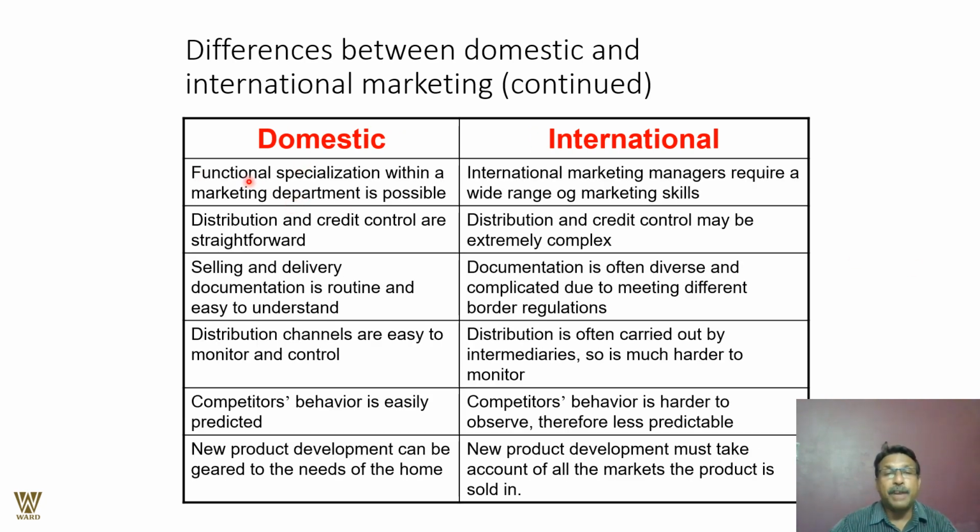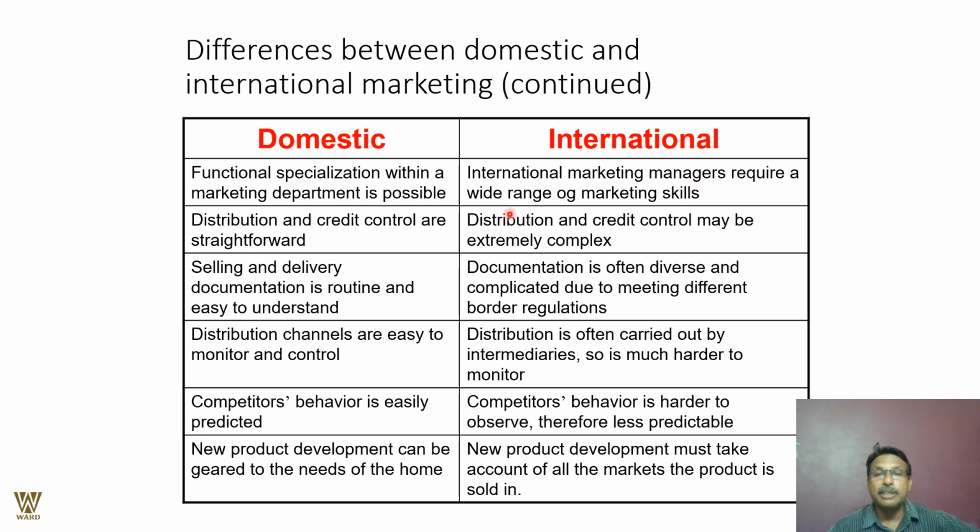In terms of domestic marketing, functional specialization within the marketing department is possible. Distribution and credit controls are quite straightforward. Selling, delivering, and documentation are routine and easy to understand. Distribution channels are easy to monitor and control. Competitors' behavior is easy to predict. New product development can be geared to the needs and requirements of the home country.